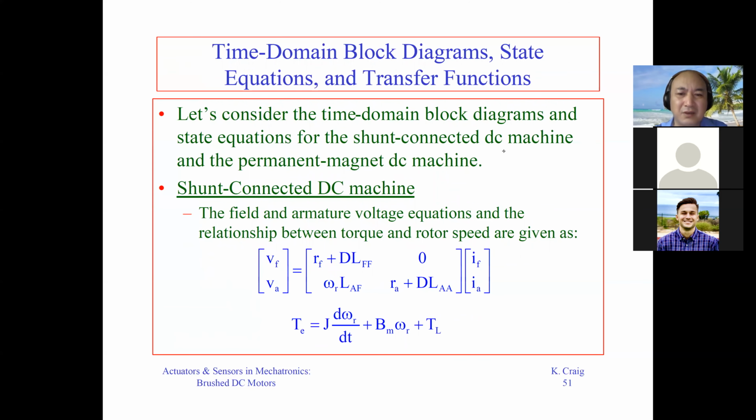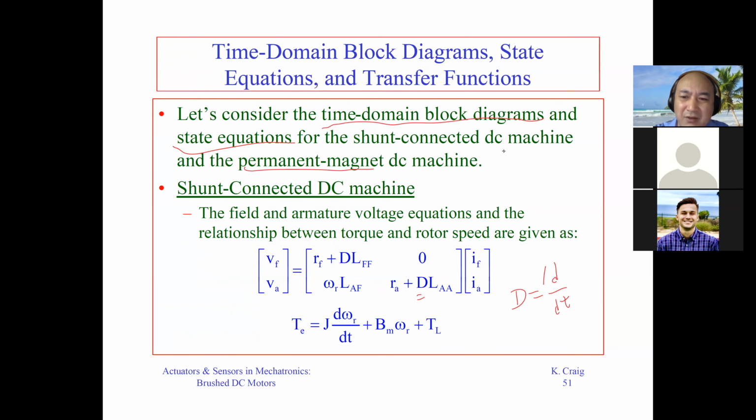We are going to use Laplace transformation to check whether we can get a transfer function from that. So let's use the shunt connected DC motor. It's called time domain block diagram and state equations. Okay. So let's talk about permanent magnet DC. And remember this D operator is just an operator d/dt.